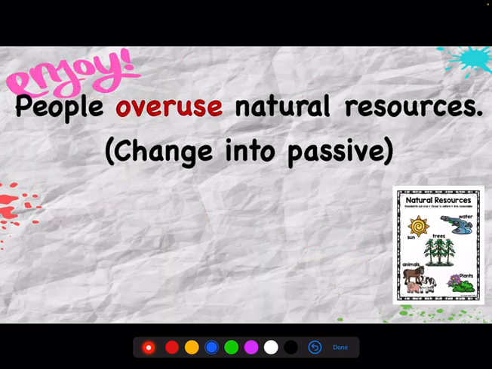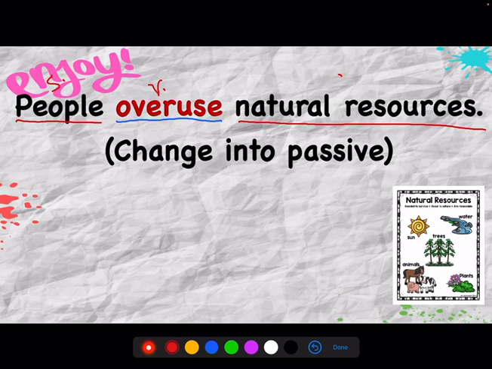Okay, let's take another example. Here I have: people overuse natural resources. Now I want to change the sentence into passive. Again, I have to find my verb. This is my verb and this is a present tense. Then find your part of speech. People is the subject. Overuse is the verb. And the object is natural resources. People overuse what? They overuse the natural resources, so this is the object.